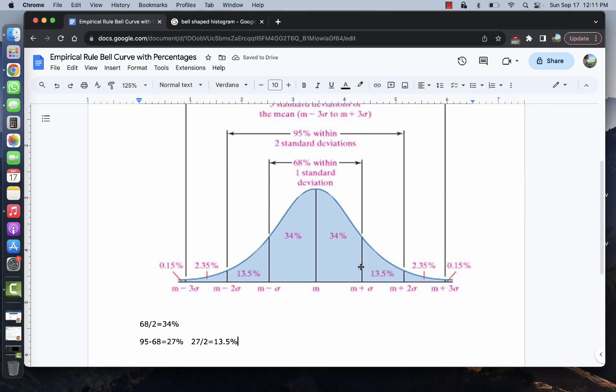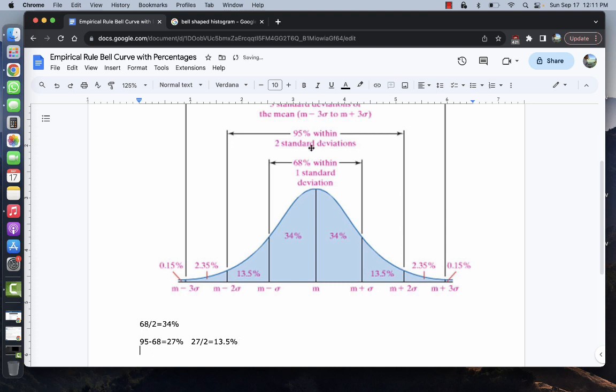So what this tells us is that 13.5% of the individuals are from 1 standard deviation above the mean to 2 standard deviations above the mean, or 1 standard deviation below the mean to 2 standard deviations below the mean.